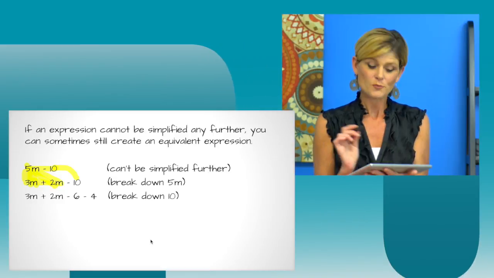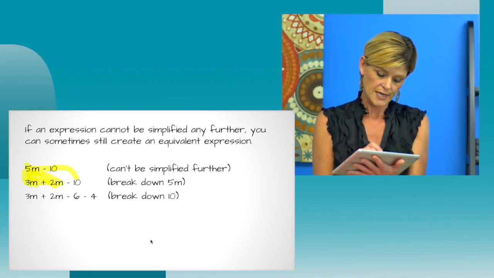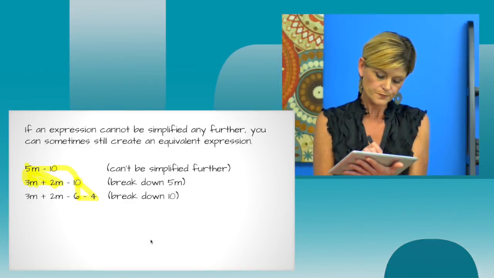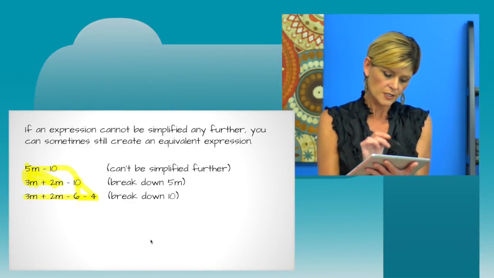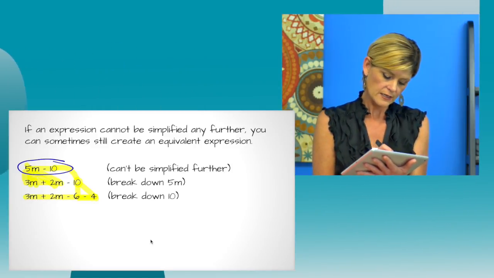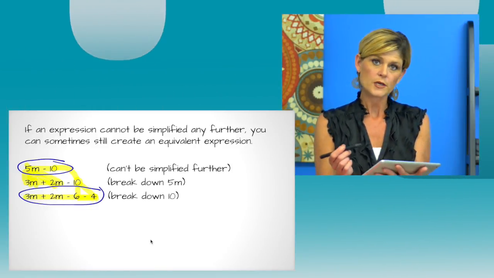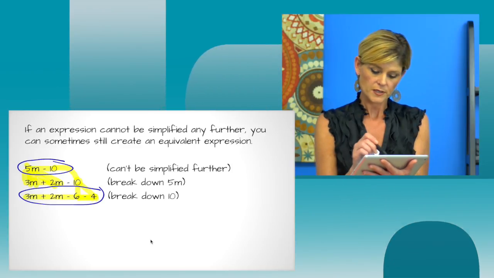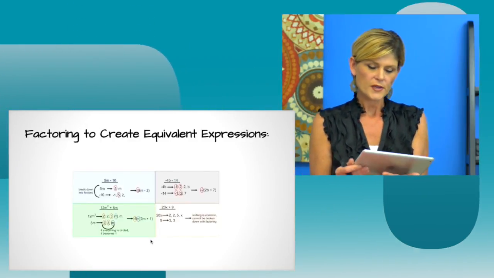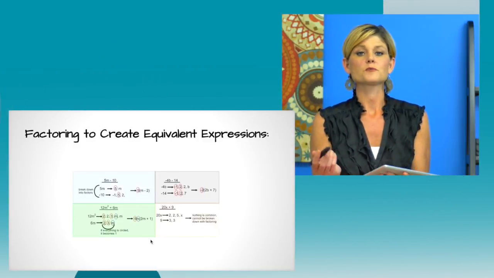And I can actually even break this 10 down farther. I could say 10 is equivalent to 6 minus 4, right? So if you think about it, we started with this expression, 5m minus 10, and it is in fact equivalent to 3m plus 2m minus 6 minus 4. It's just broken down. One of the ways we can break down expressions is by factoring.